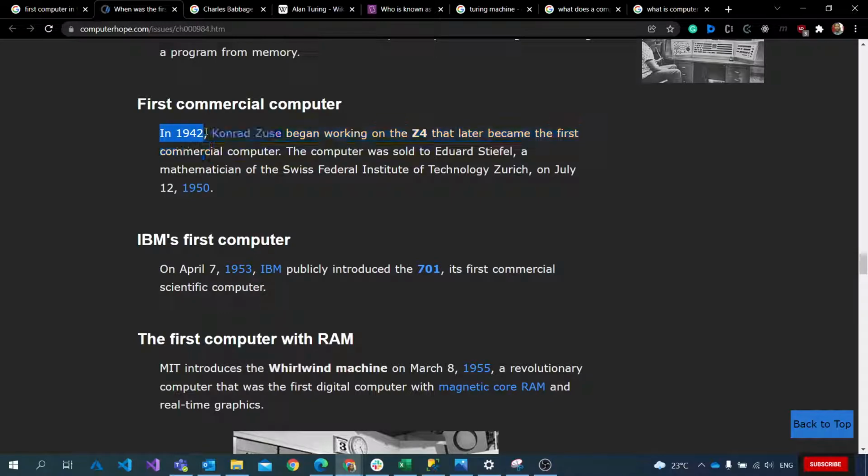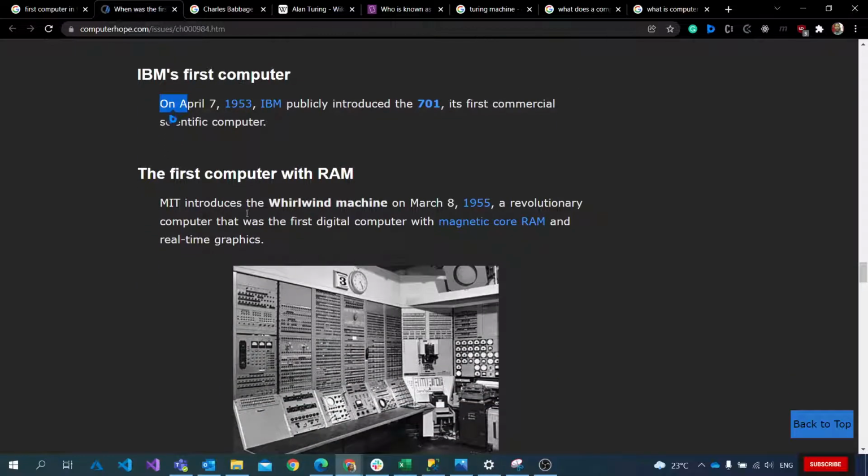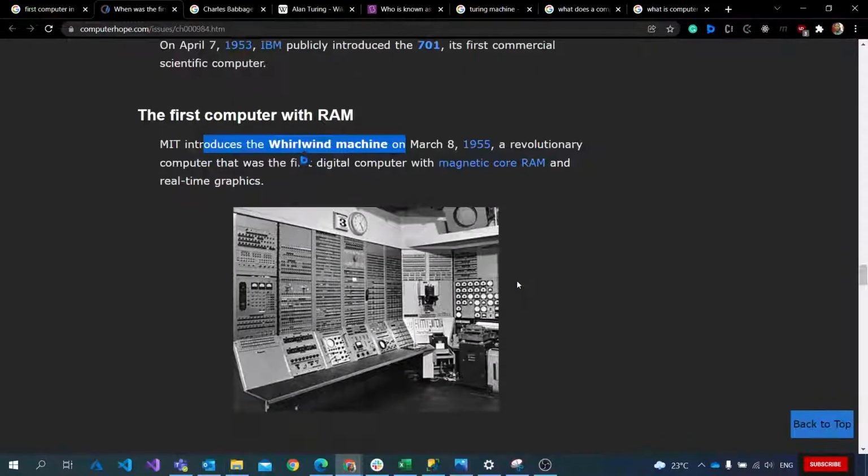Then the first commercial computer was actually introduced in 1942. So 1942 to where we are now is not that long, actually. This is when IBM introduced their first computer. Then in 1953, things happened. The first computer that had a RAM was in 1955. A RAM is a component in the computer that is used to temporarily store information that is required by the CPU and so forth.